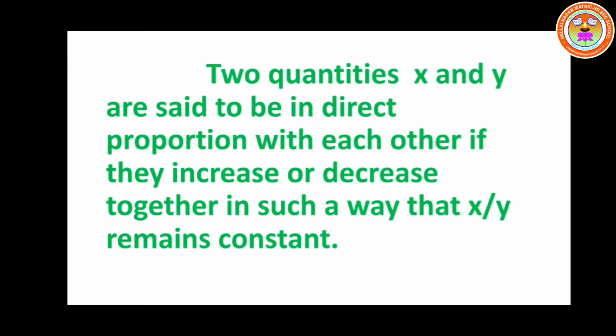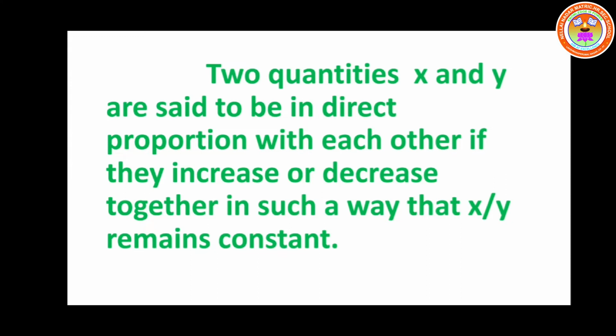For example, the cost of x is 10, and the cost of y is 20, like that. If both increase, then it is direct. If one decreases while the other increases, it is not a direct proportion. Both quantities should either increase, or both should decrease. Okay, that is the meaning for this one.